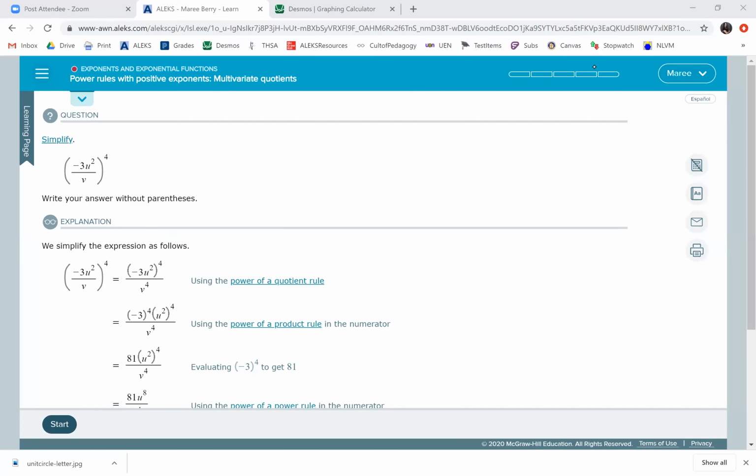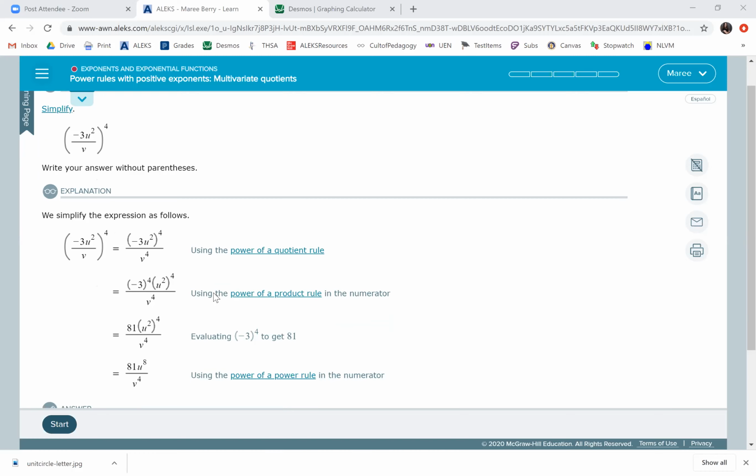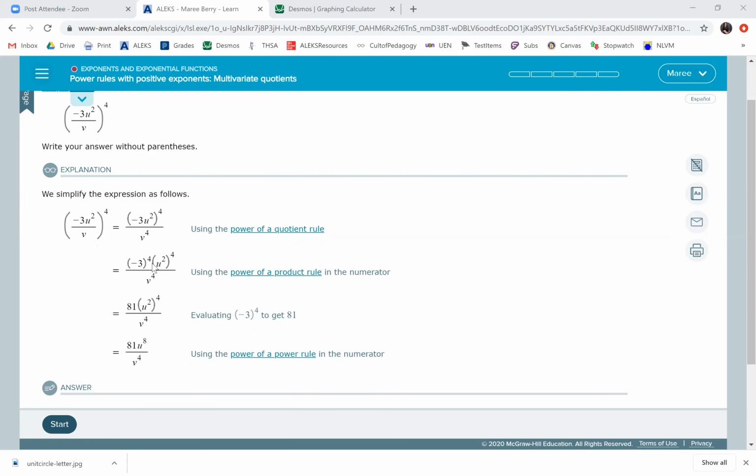On this particular topic, this is going to be super fun because we have to understand the power rules with quotients. If you're raising a quotient, that just means a fraction, to a power, you have to raise the numerator and the denominator to that power. So this is their first step. They raised both of them to that power.